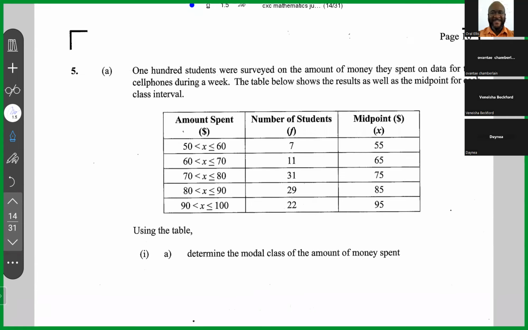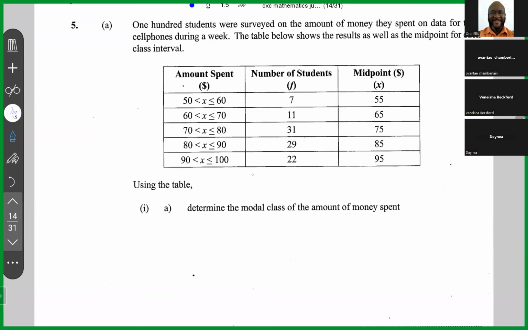So the first thing I would say, remind myself that n is equal to the sum of the frequency. That symbol there is sigma, and in mathematics, most of the time, sigma means the sum of. So n is equal to the sum of the frequency. Frequency here corresponds to the number of students. So it means that n is 100.